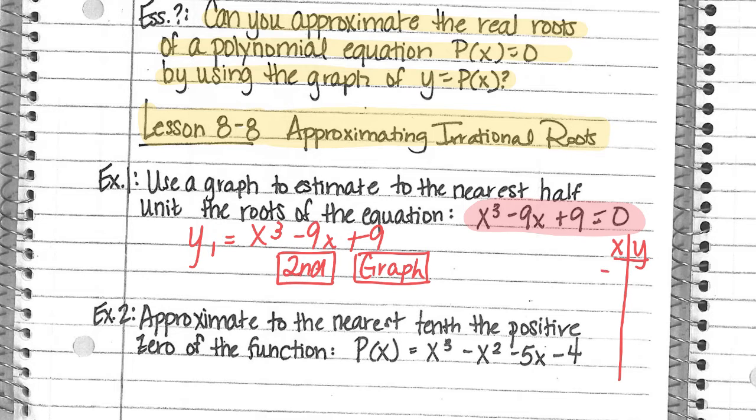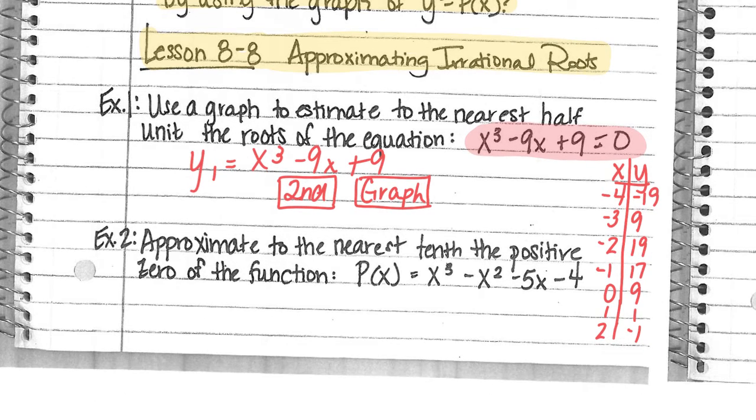It looks like I'm going to start at -4 and -19, -3 and 9, -2 and 19. So this thing is all over the place. -1 and 17, 0 and 9, 1 and 1, 2 and -1. Yeah, like I said, this thing is all over the place. And 3 and 9.